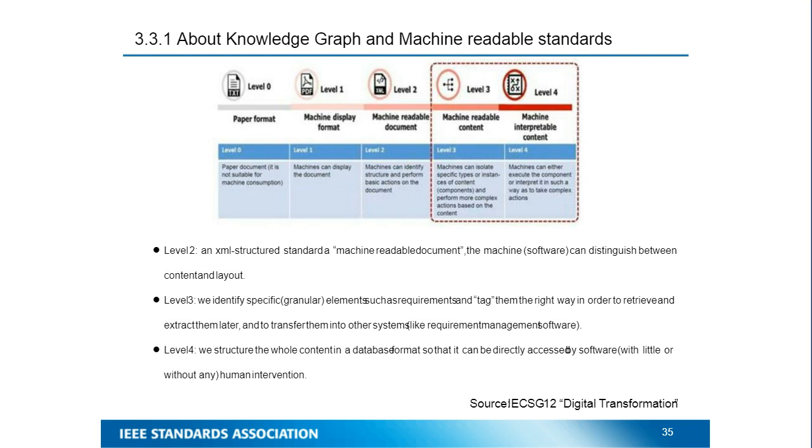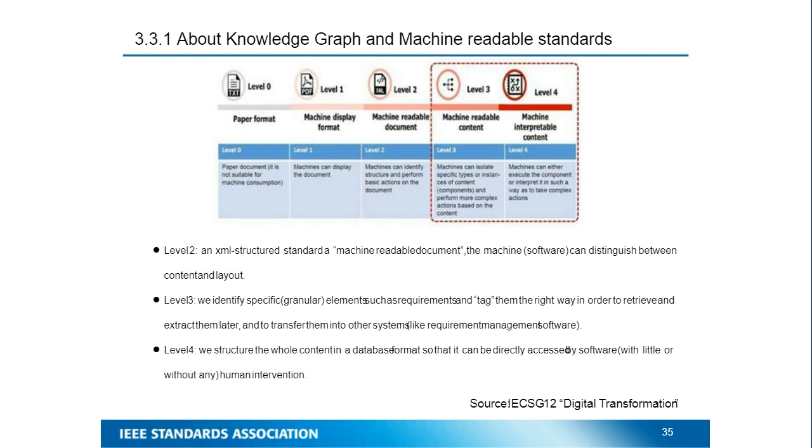And for level 3, we identify specific granular elements such as requirements and tag them the right way in order to retrieve and extract them later, and to transfer them into other systems like requirement management software. And level 4 means that we structure the whole content in a database format so that it can be directly accessed by software without human intervention.